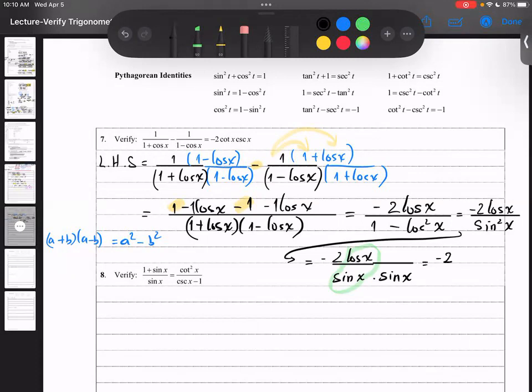So negative 2 is negative 2. Well, yeah, that's cotangent, right? Cotangent x. And I can put the 1 here, there's an invisible 1 there, right? It doesn't change your expression. And that bubble will be cosecant, right? Cosecant. There you go. That's your right hand side.